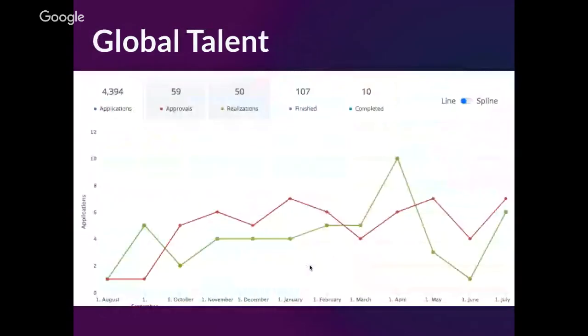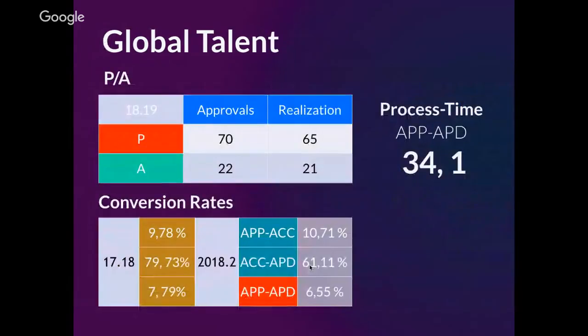And here you can see we had 59. This is also from last year, the timeline. We had 59 and our goal is 70. And currently we achieved 22 approvals. And in terms of realizations, the goal is 65 and the achievement is 24.